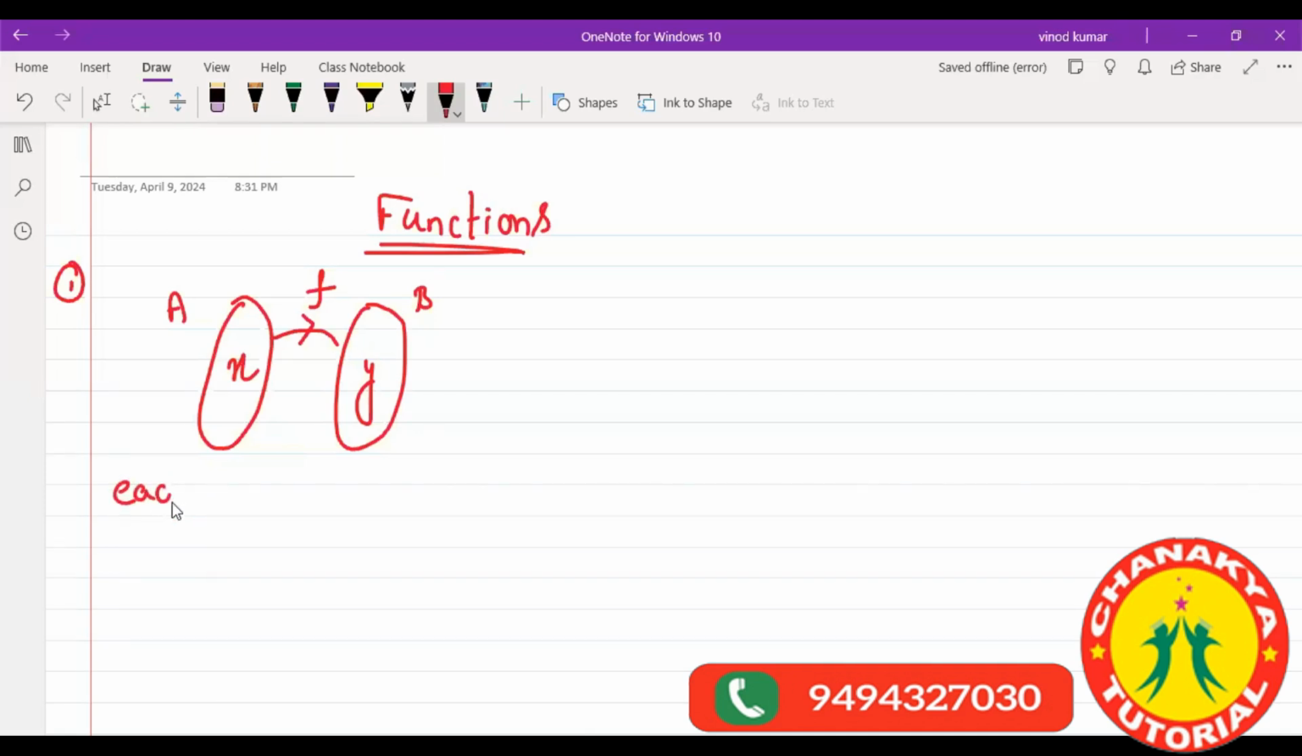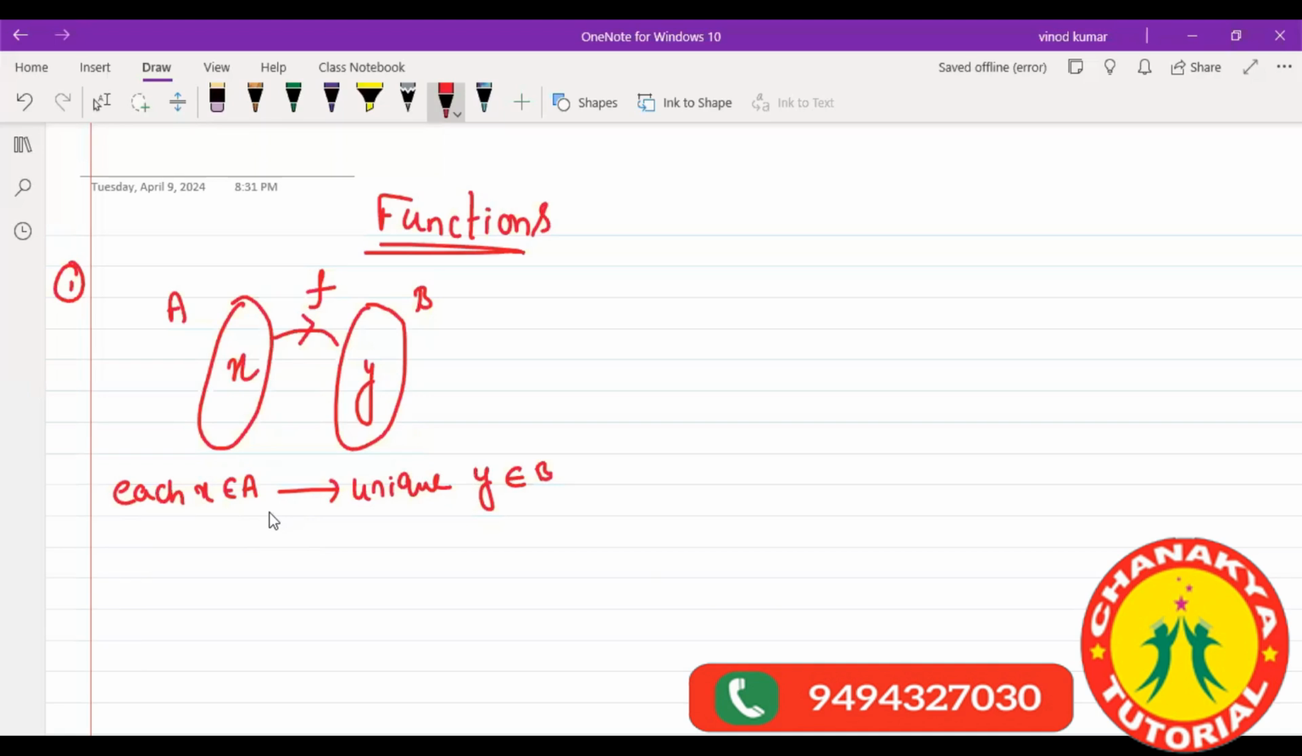Each x belongs to A has a unique y in B, y belongs to B. So at that time it is a function. A relation is not like that: in a relation, every element in A maps with any element in B. Here, function means every element in A maps with a unique element in B.